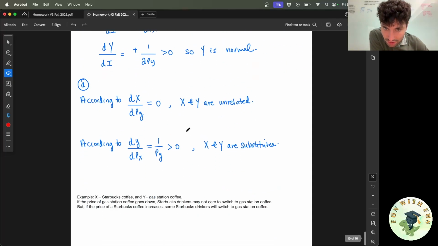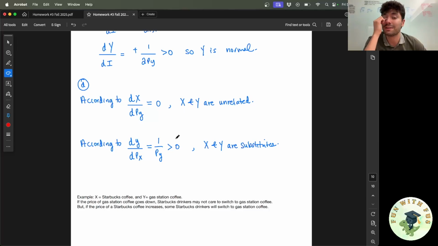I saw that on part D, you could actually interpret it in two different ways. One of the derivatives came out to be 0, and one of the derivatives came out to be positive. So we know that positives are substitutes, and when it's 0, they're unrelated.